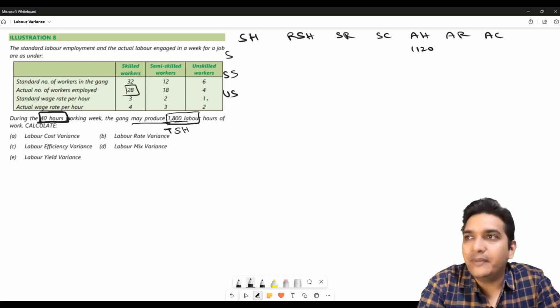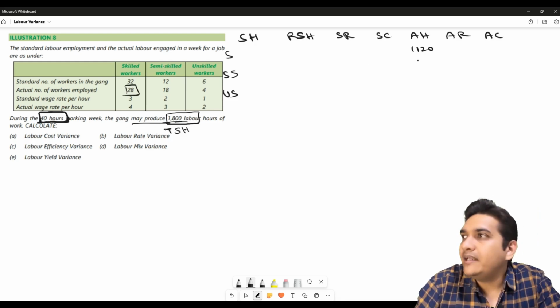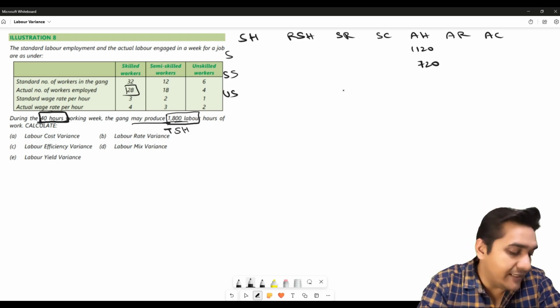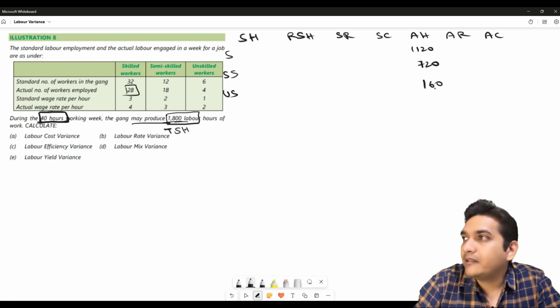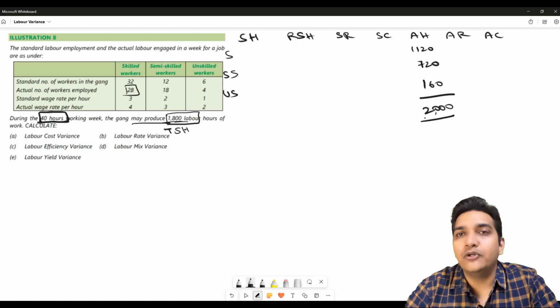Then we do the similar thing for semi-skilled. 18 into 40, we get 720, and then we do for unskilled, 4 into 40, we get 160. So the total of this will come to 2000, right? Yes, the total of this will come to 2000.